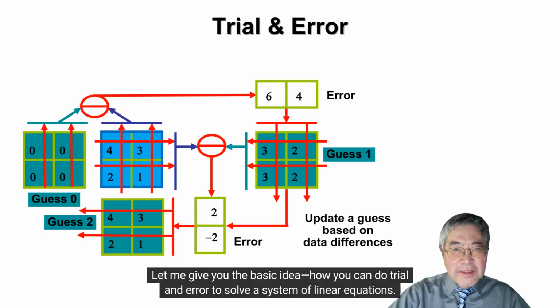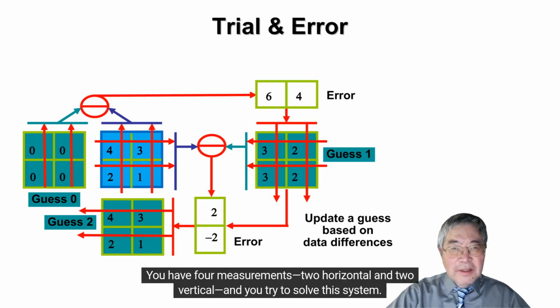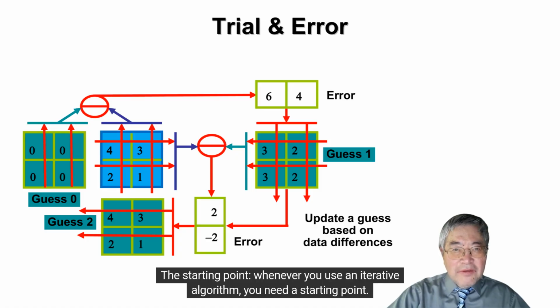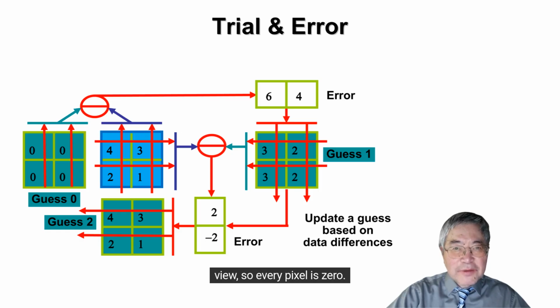Let me give you the basic idea how you can do trial and error to solve a system of linear equations. As I told you, this is your underlying image. You have 4 measurements, 2 horizontal and 2 vertical, and you try to solve this system. The starting point, whenever you use an iterative algorithm, you need a starting point. Here, because I know nothing about the image, I choose a neutral guess and assume nothing in the field of view, so every pixel is 0. This is my starting point, or guess 0. It is a natural and unbiased starting point.